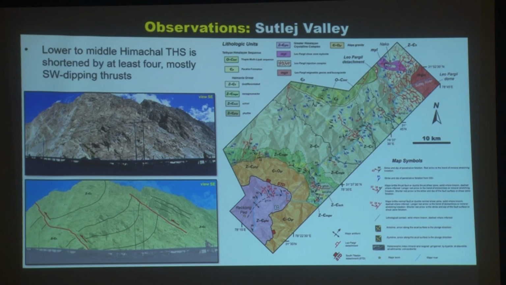Next slide, please. So here's the geologic map of Sutlej Valley. There's the South Tibetan detachment right there. Then there are these southwest-dipping thrusts that we mapped. Next slide.